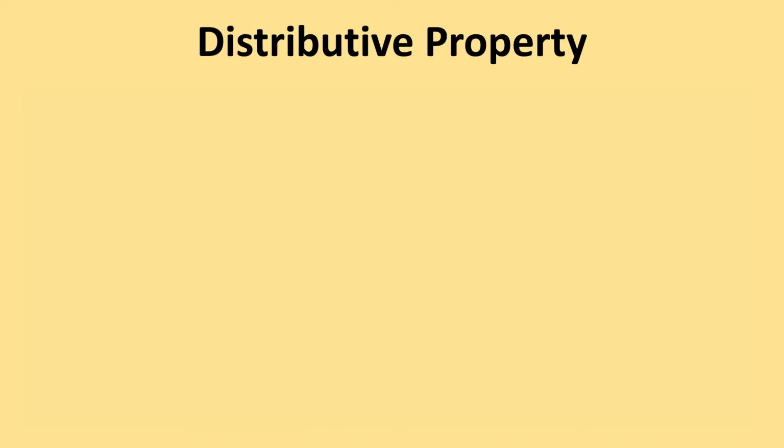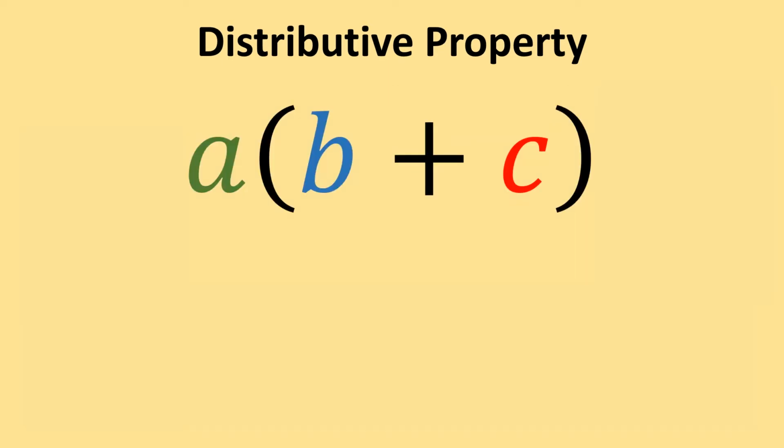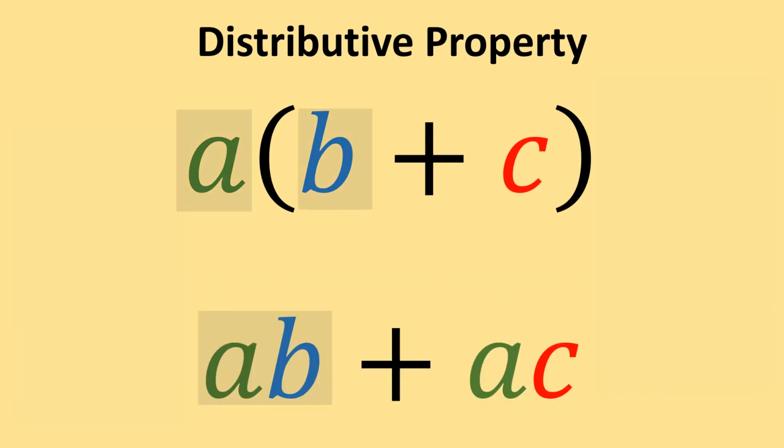That is, if I have a term A times the quantity B plus C, I could use the distributive property to multiply A by each term on the inside of the parentheses. In other words, when I distribute A into B plus C, I'm going to get A times B plus A times C. It's just A times each of the terms individually.